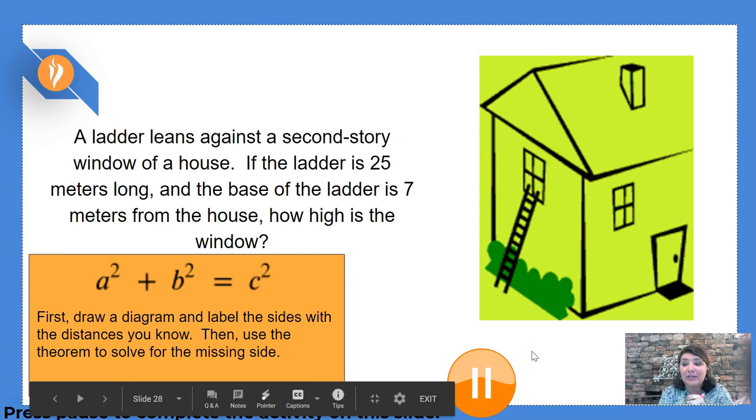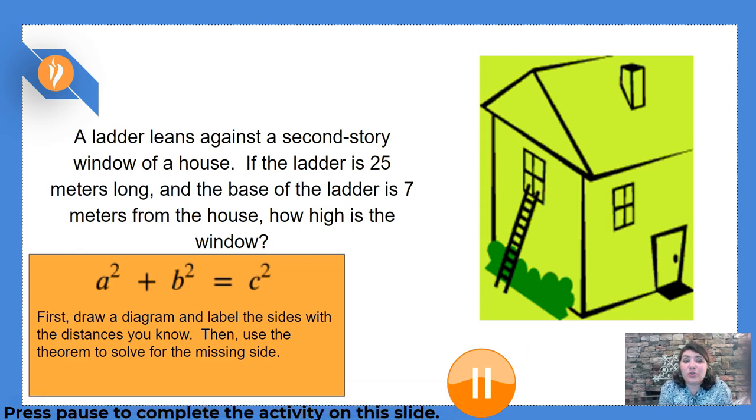Alright, so if a ladder is leaning against a two-story window of a house, see it in my picture? The ladder is 25 meters long, and the base of the ladder is 7 meters from the house. How high is the window? First, it's going to be important for you to draw a diagram and label the sides with the distances you know. Then, use the theorem to solve for the missing side.